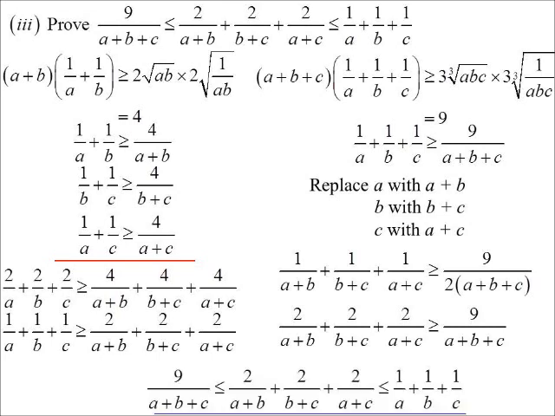So therefore I've now trapped the 2 on a plus b plus 2 on b plus c plus 2 on a plus c in between those two results. Let's try another one. Again, we're usually dealing with positive numbers for these things. So a is greater than 0. We're going to show that a plus 1 on a is greater than or equal to 2.